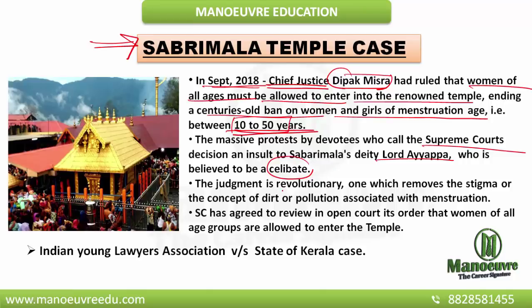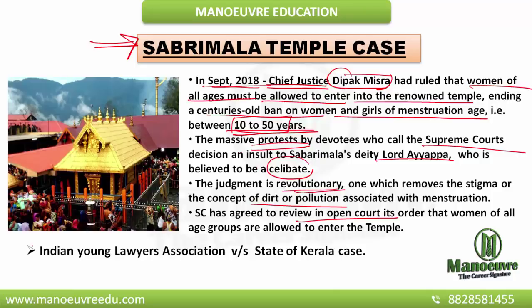The judgment is revolutionary. Why is it revolutionary? Because it removes the stigma or the concept of dirt or pollution associated with menstruation. Supreme Court has later agreed to review in an open court its order that all women of all age groups are allowed to enter the temple. Why? Because there has been a massive protest against the ruling of Supreme Court.